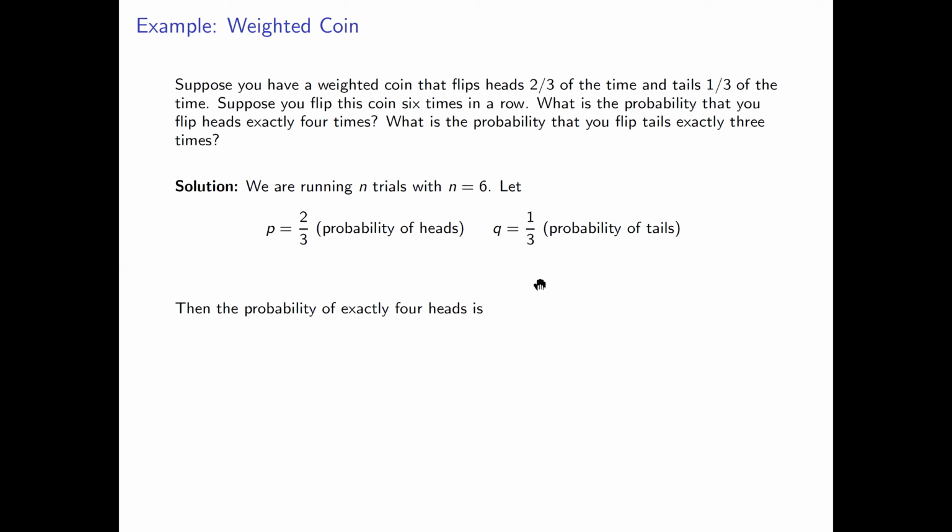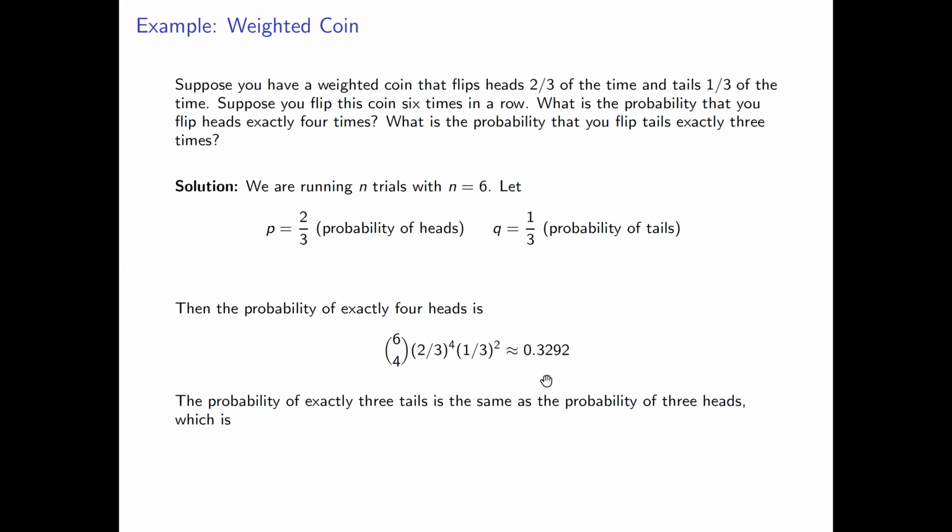For the first question, what is the probability of flipping exactly 4 heads in the 6 trials? In this case, I want 4 successes. So I take P, which is 2/3, raised to the 4, times Q to the n minus k, which in this case is 2. Then I also multiply that by the binomial coefficient, which is 6 choose 4. If you plug this into a calculator, you can check that this is about 0.329. So you have about a 33% chance of flipping 4 heads in this scenario.